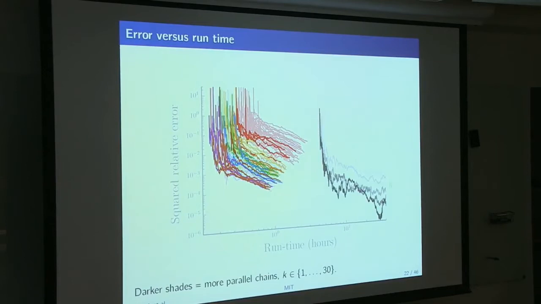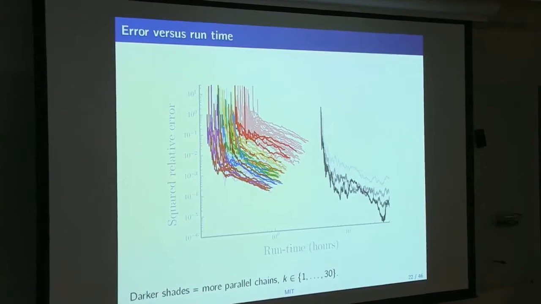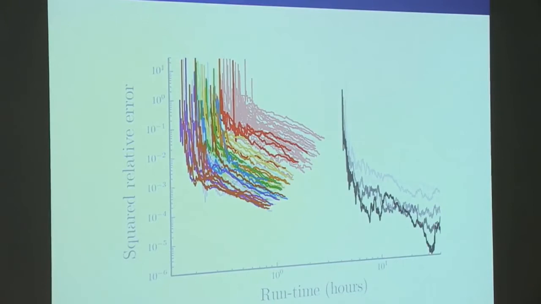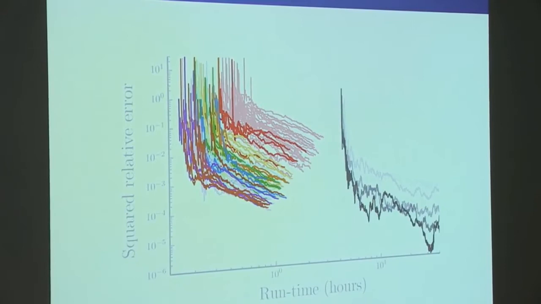And the colored lines are with the approximation. As they go from pink to brown or purple, we're increasing the number of parallel chains from 1 to 30. So we're doing the same thing here, going from 1 to 30 parallel chains. Now, the error is smaller as you get more parallel chains just because you've pooled more samples. You have more samples with which you're estimating here, taking a sample covariance estimate. So the fact that these go down is not terribly surprising.